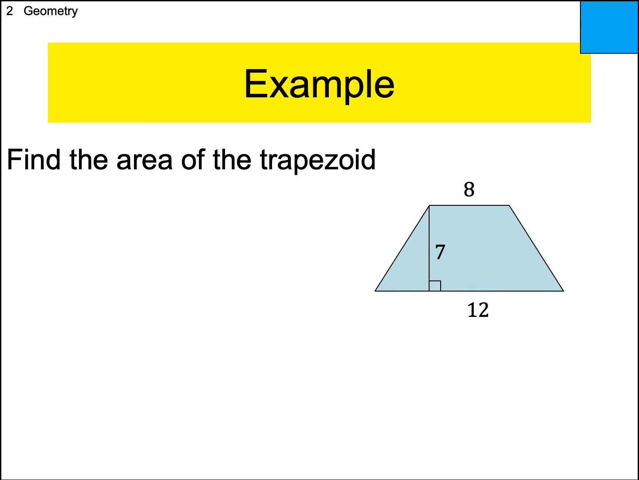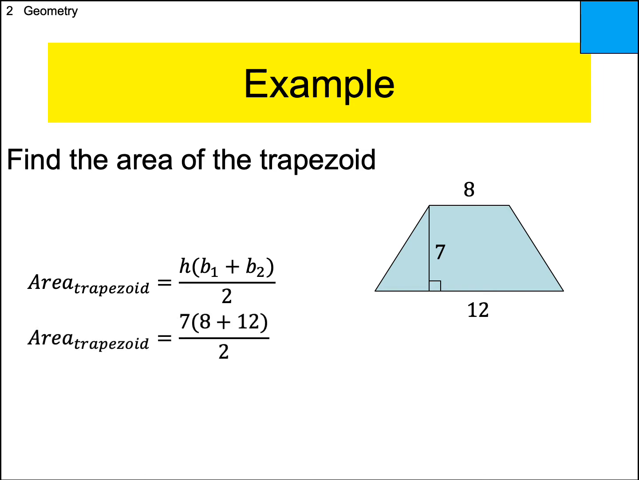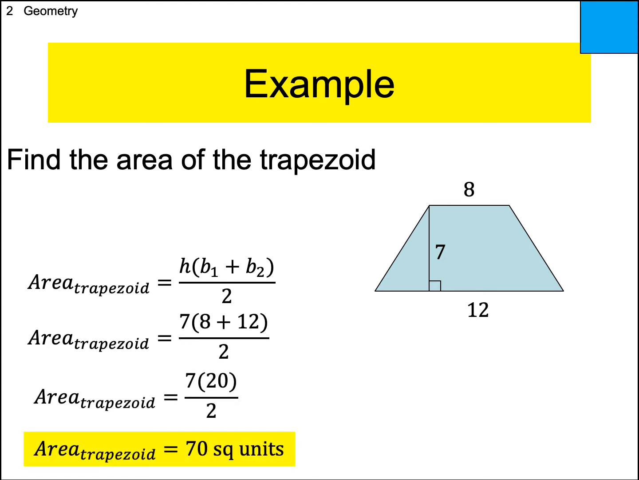I've got a trapezoid because it says it's a trapezoid. The 2 bases are 8 and 12, and the height is 7, and it asks what's the area. This one's pretty simple, just plug and chug. The height is 7, and for the 2 bases, following PEMDAS, 8 plus 12 is 20. 20 divided by 2 is 10. 10 times 7 is 70. So we get 70 square units.